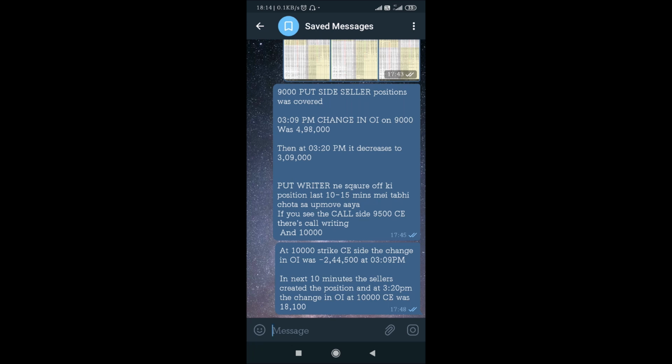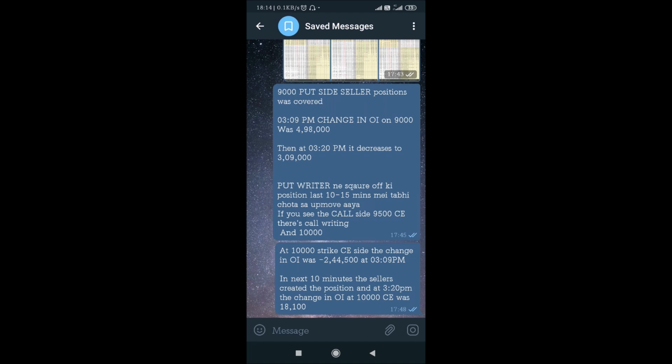In the next 10 minutes the seller created the position at 3:20 pm, and the change in OI at 10,000 CE was 18,100. So it means the seller covered all their positions and also entered more call writing and did major call writing at the 10,000 levels, because Nifty going to 10,000 levels is very highly unlikely.